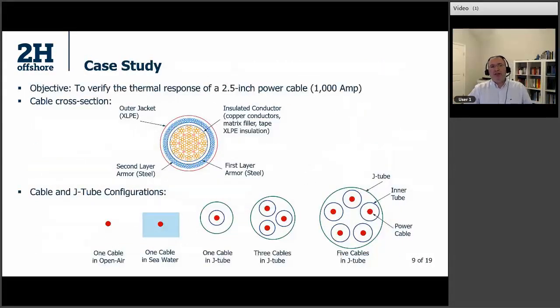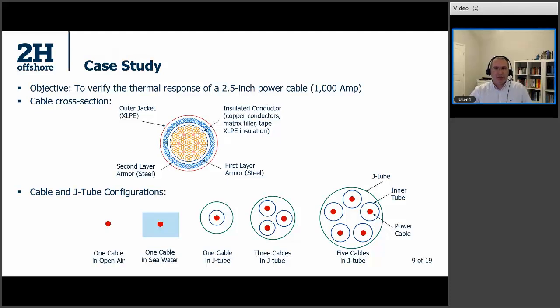So in the rest of my presentation, I want to discuss a case study which includes a thermal assessment of power cables connected to an offshore platform through J-tubes. I'm not going to go into too much technical detail. I just want to give you highlights and important aspects of this assessment. So it's a small 2.5-inch power cable, and it has an 800 millimeter square copper conductor with XLPE insulation. It's a 1000 amp cable. There are double armor layers made of galvanized improved plow steel and XLPE jacket.